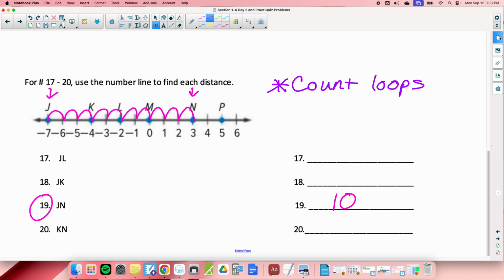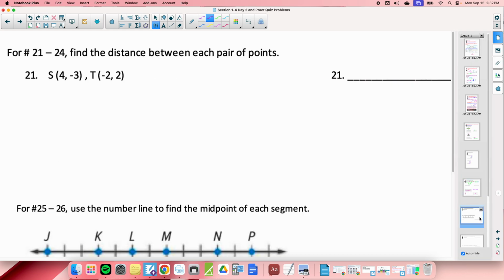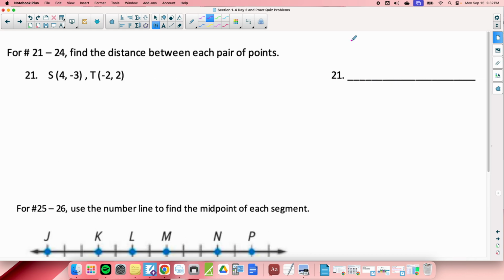Okay. Now let's go to this page. When you're finding distance between 2 points, there's 2 ways I showed you guys. One was distance formula, and the other one, do you guys remember what the other one was?